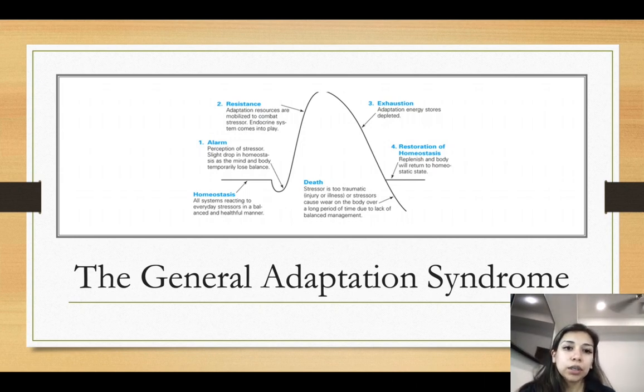So the stressor, perception of the stressor, it's like a little alarm that goes off. It's a slight drop in homeostasis, the mind and body temporarily lose balance. Then the second step is resistance, which is the resources mobilized to combat the stressor, and the current system comes into play. Step 3, exhaustion, which is energy stores depleted. Step 4, restoration of homeostasis. And obviously, if it drops down, it's too traumatic, it causes death.